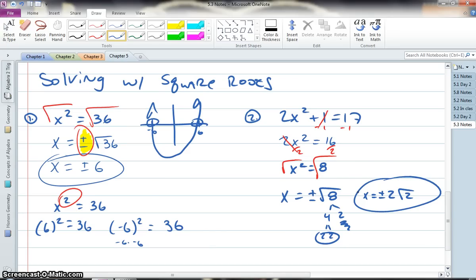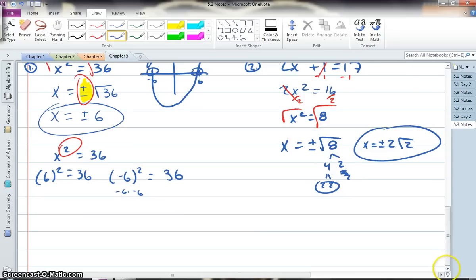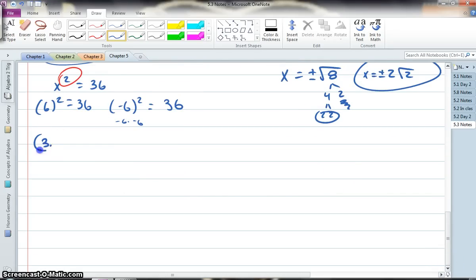Alright, I got one more for you. And then I'm done. So I have 3 times the quantity, x minus 2 squared, minus 5 equals 15. Alright. Now, if you want, pause it, give it a try yourself, see how you do, and then come back and check your work. If you didn't pause, I'm still here. We're going to solve it together.